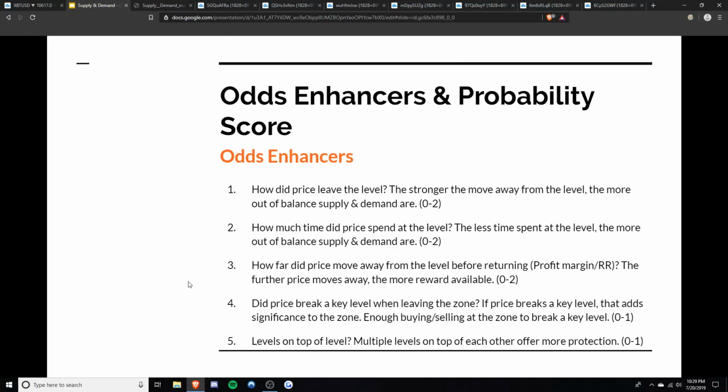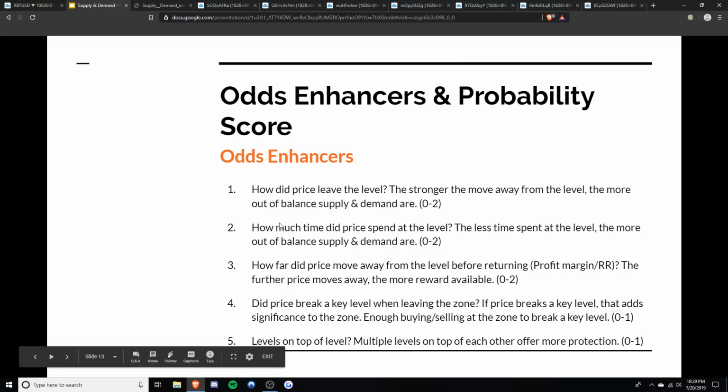If there's enough buying or selling at that level to break a different key level, whether that be another supply or demand zone, a higher time frame level, support and resistance, whatever, then on a retest of that zone you want to take that trade, because clearly there are way more buyers or sellers, depending on demand or supply. That's something that has really helped me when picking which zone to trade from. That's number 4 right here.